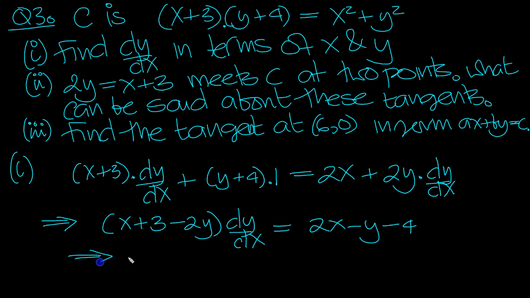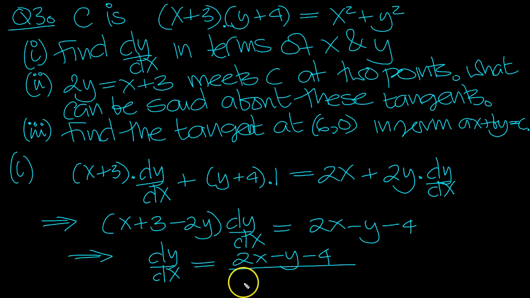So now we can write down what dy/dx equals explicitly in terms of x and y. So it's 2x minus y minus 4 over x, and I'm going to write this term second, minus 2y, and then the 3 we'll write in a different order, so that's easier on the eye then. So there's dy/dx, part 1, part 2. Okay, this meets C at 2 points. What can be said about these tangents?